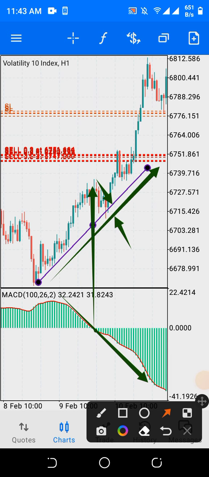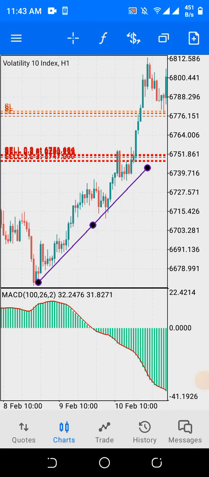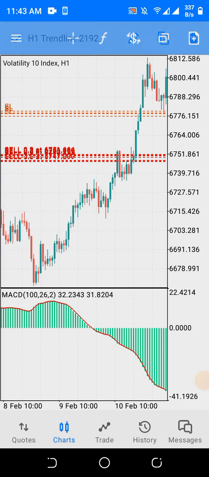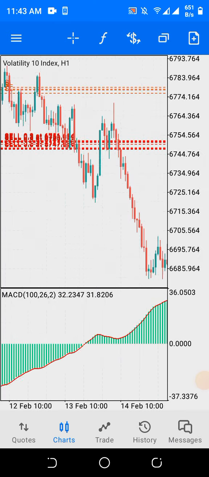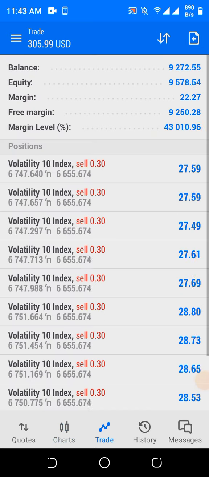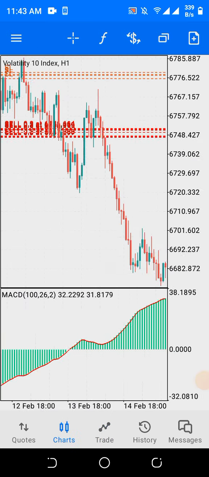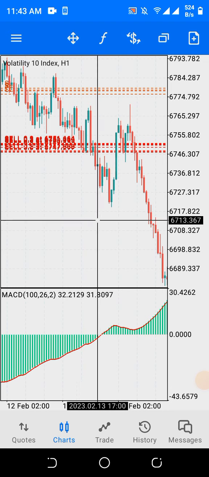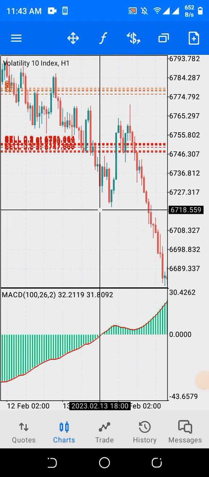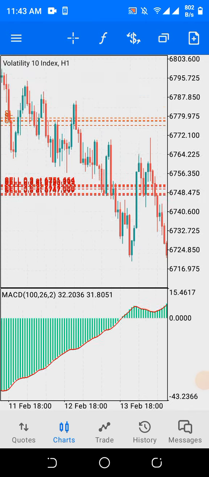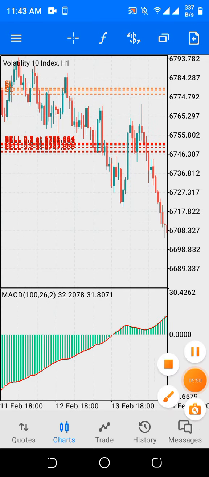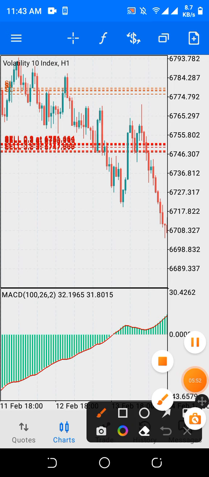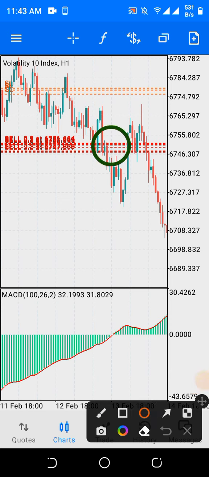Now let me show you an example of a convergence concept and how to make use of it. From this point, as you can see, my trade is still going. This is where the MACD crossing occurs. Normally you're supposed to enter using MACD alone, making your entry from the point where I made my entry.